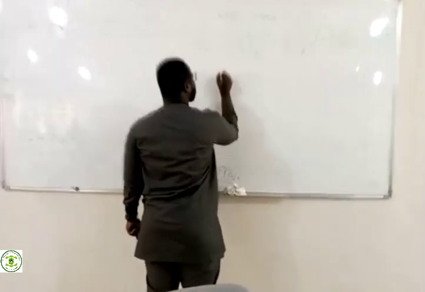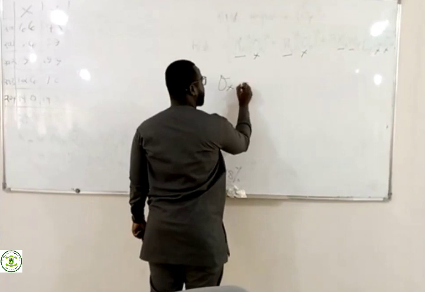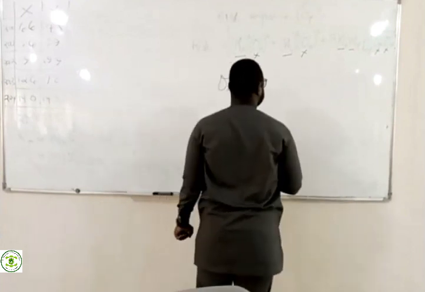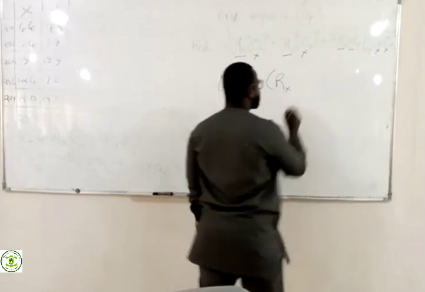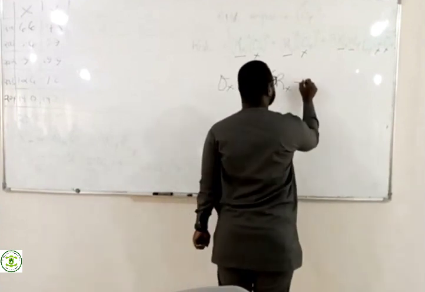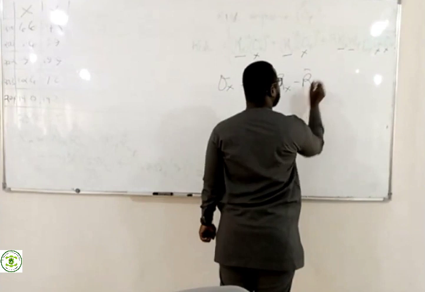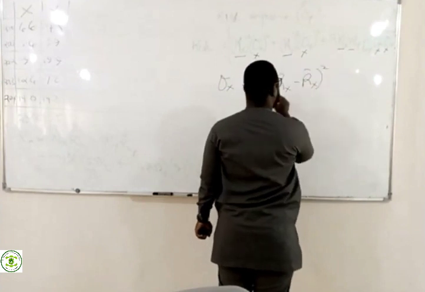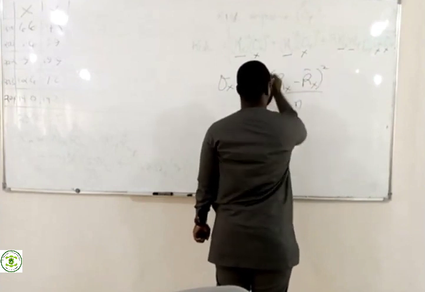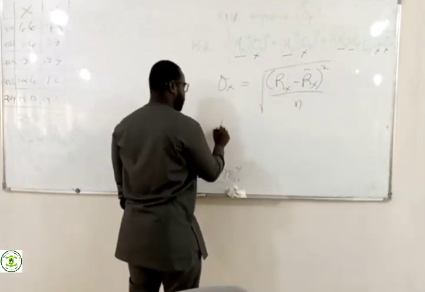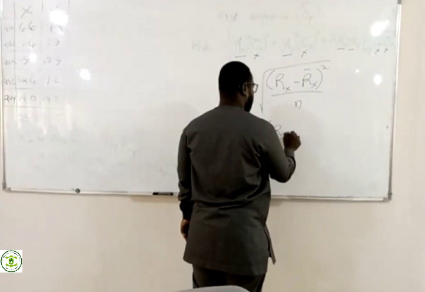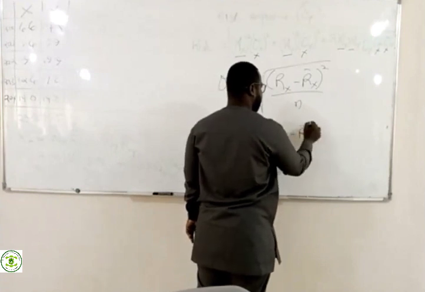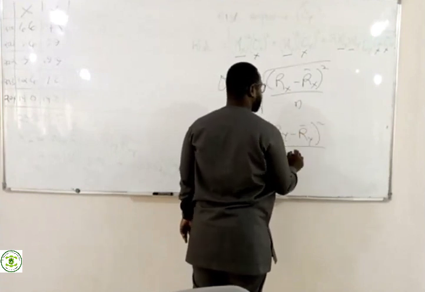In calculating the risk from X, it will be equal to what? Return from X minus the mean return from X, all over N, square root. And then the one from Y will be equal to what? Return from Y minus the mean return from Y, squared, all over N, square root.